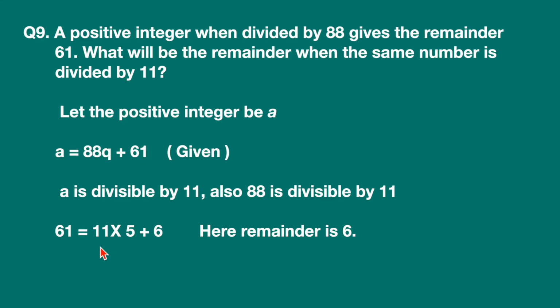Write down here the lemma. 61 is equal to, divisor is 11, 11 into 5 plus 6. So if we divide this portion by 11, we get the remainder 6.